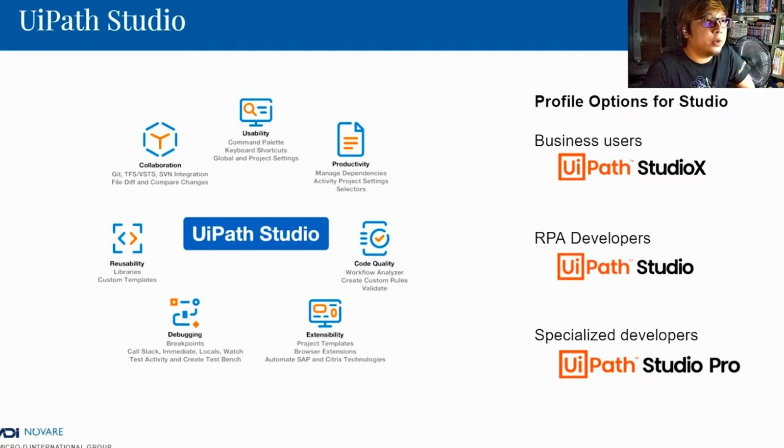Type of workflows: Studio X only offers sequence workflows, while Studio has sequence, flowcharts, and state machine. Studio Pro has the same functions as Studio but with the addition of test automation. Project size: Studio X is mostly for a single file, while Studio and Pro use multiple files for projects.